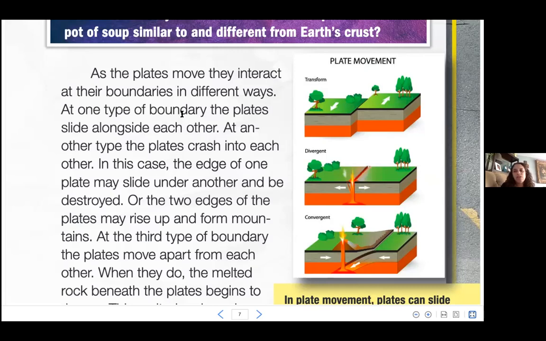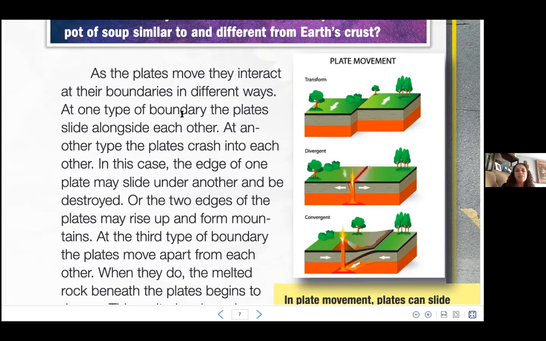So let's pretend you don't know the word boundaries, right? If you're reading with your child, it says, as the plates move, they interact at their boundaries in different ways. I'm going to use my imagination as I'm reading this. And one word, that action word, interact, tells me that there's some sort of interaction right there at the boundaries, right? The second sentence says, at one type of boundary, the plates slide alongside each other. Well, that's telling me that if plates are sliding amongst each other, the boundary might be there in the middle.